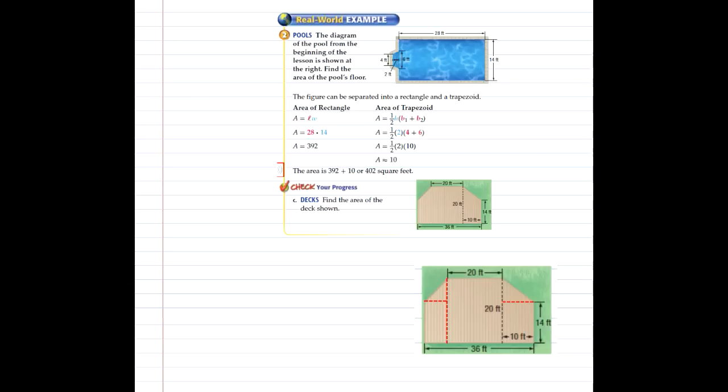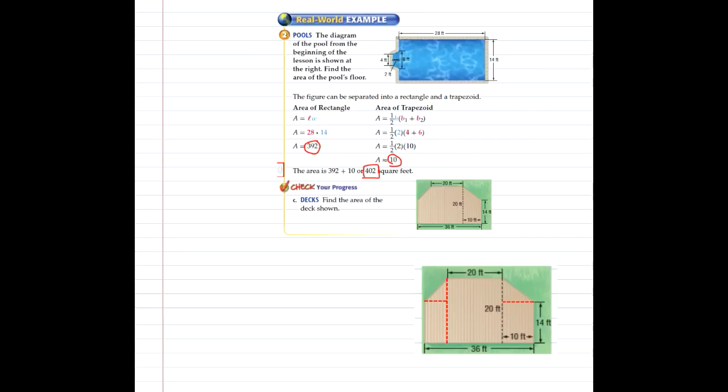Here's our example from the very first page. You can see our little trapezoid here. The area of a trapezoid is 1/2 the height times the base 1 and base 2. That's the long base and the short base. That gives us an approximate area of 10. The leftover rectangle then is 28 by 14, which is 392, which gives us an area in this case of 402.